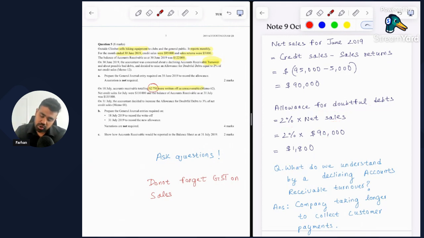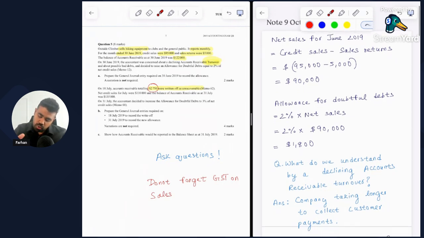Now, my question to you, based on the given scenario, what do we understand by declining accounts receivable turnover? A declining accounts receivable turnover simply means that the business is taking long to collect the payments from their accounts receivable, which means the customers are not necessarily paying on time and they're paying later than what is expected from them.